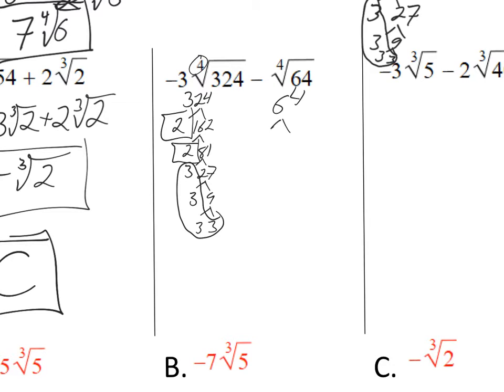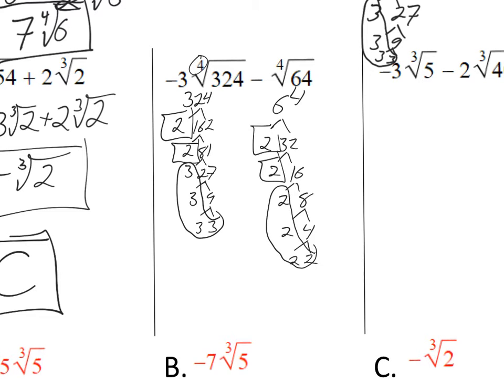64. Let's see. 2 and 32. 2 and 16. 2 and 8. 2 and 4. And then 2 and 2. So let's see, I have 1, 2, 3, 4 2s with 2 left over. Okay, so that tells me I have negative 3 times, I circled the 3s, fourth root of 2 times 2 is 4, minus 2, fourth root of 4.